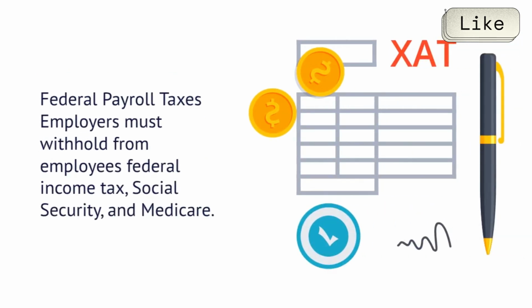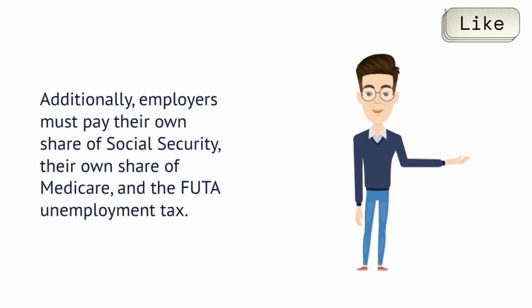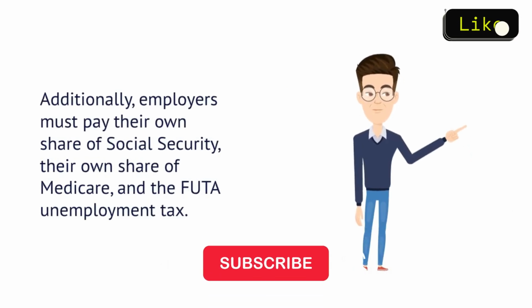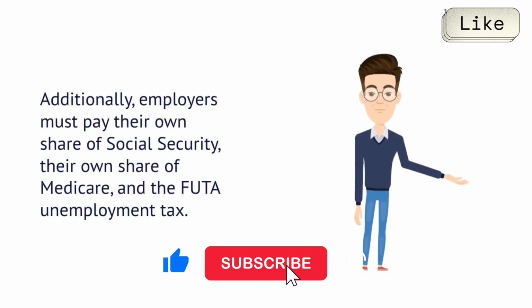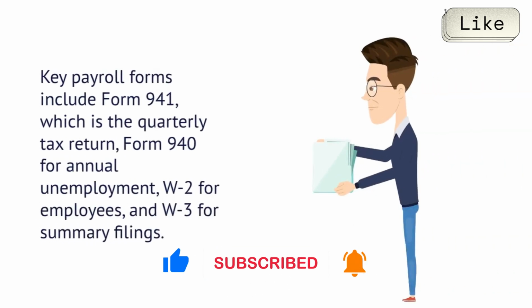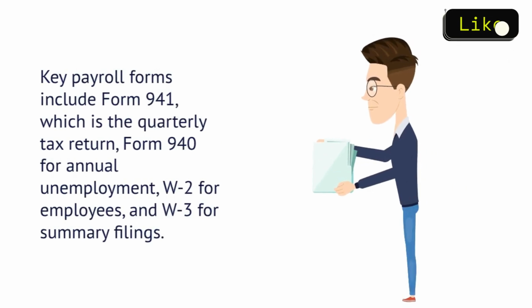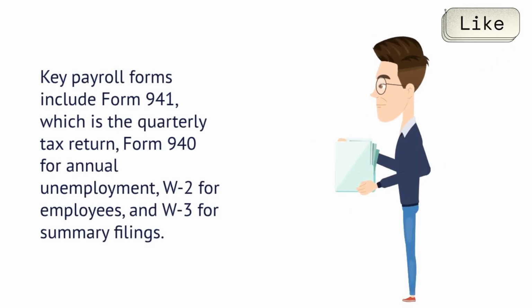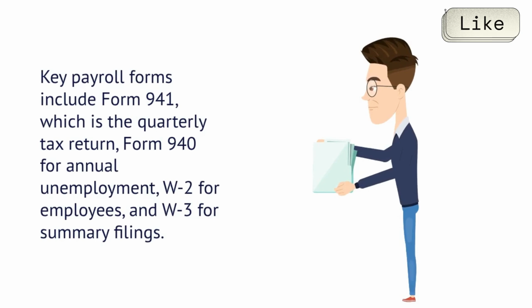Federal payroll taxes: employers must withhold from employees federal income tax, Social Security, and Medicare. Additionally, employers must pay their own share of Social Security, their own share of Medicare, and the FUTA unemployment tax. Key payroll forms include Form 941, which is the quarterly tax return, Form 940 for annual unemployment, W-2 for employees, and W-3 for summary filings.